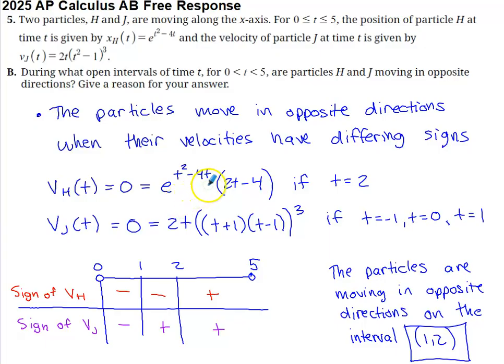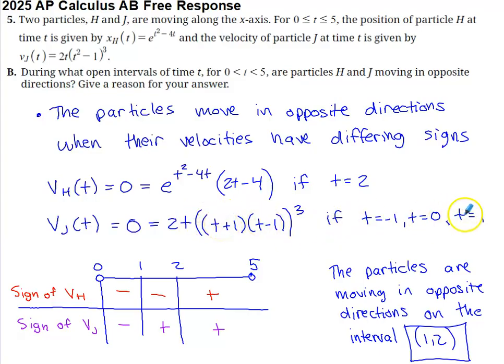This is already written as multiplication. E to a power is never going to equal 0. 2t minus 4 is going to equal 0 if t is equal to 2. Now the velocity function for particle j is given here. If I set that equal to 0, I can factor it a little bit further than it's presented. 2t times that quantity cubed, where the quantity inside is able to be re-expressed using the formula for a difference of squares. So this tells me that the velocity for particle j is equal to 0 when t is 0, when t is -1, and when t is +1.